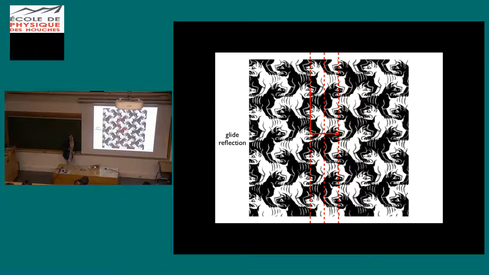Yes, Bruce? So if you do a glide reflection twice, if you square it, you always get a translation, right? And yes. That's always one of the two translations. It might. I haven't given that much thought.